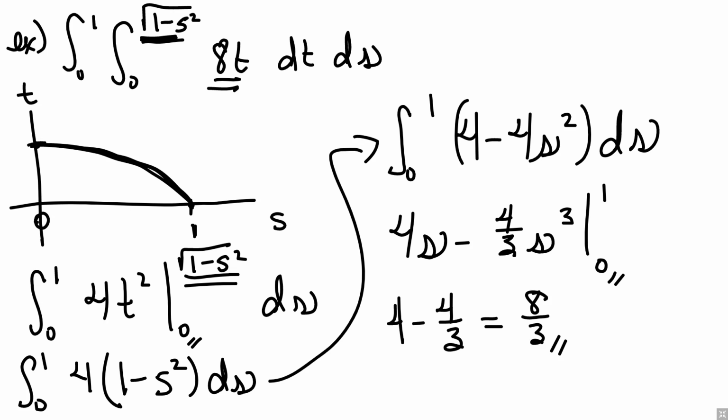Can you explain again the graphing part? As far as the graphing is concerned, s is the x-axis, t is going to be the y-axis. So s is going from 0 to 1. So basically all I'm doing is plugging in the values from 0 to 1 into the square root of 1 minus s squared. Oh, I see. All right. Thank you. Mm-hmm. Any other questions?